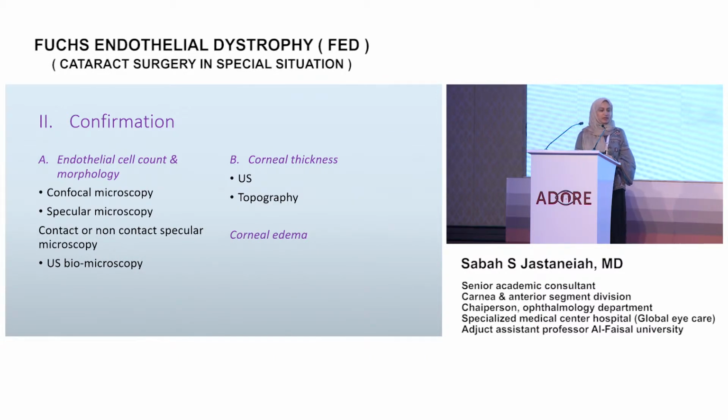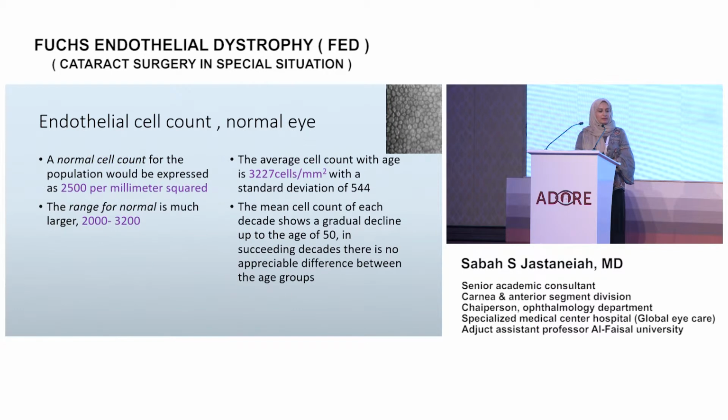The confirmation can be either by knowing the endothelial cell count and morphology, by doing confocal or specular microscopy, and by corneal thickness through ultrasound or topography. The endothelial cell count, you have to know the normal. It's an average of 2,500 per millimeter squared. It ranges from 2,000 to 3,200.